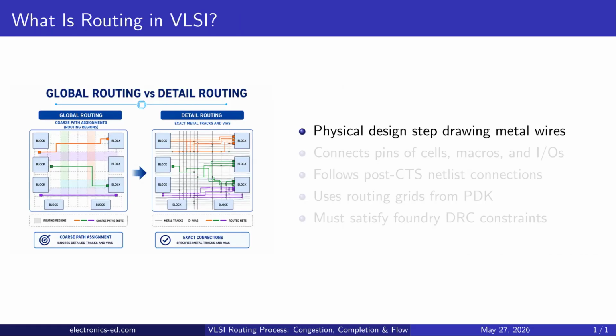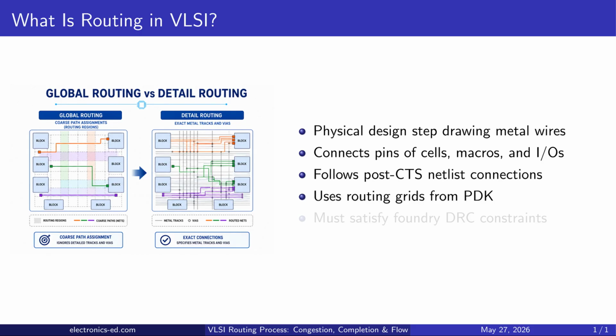Routing is the physical design step where we draw the actual metal wires. It connects the pins of cells, macros, and I/O ports. The router follows the connections described in the Post-CTS netlist. It uses routing grids that are defined in the Process Design Kit, or PDK. And every wire must satisfy all of the foundry's design rule-checking constraints.